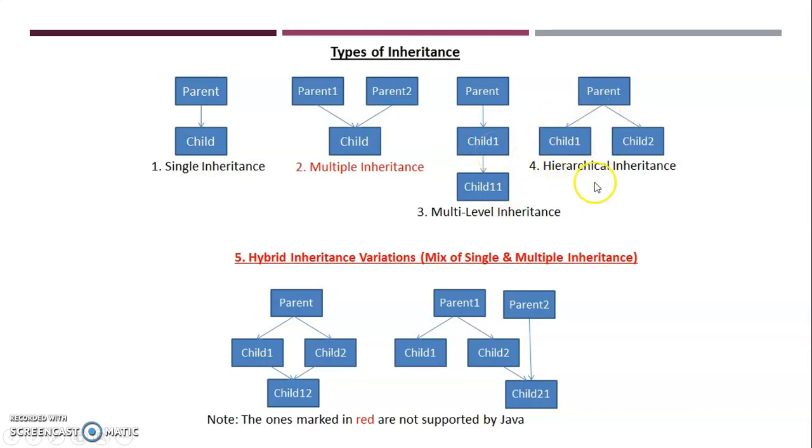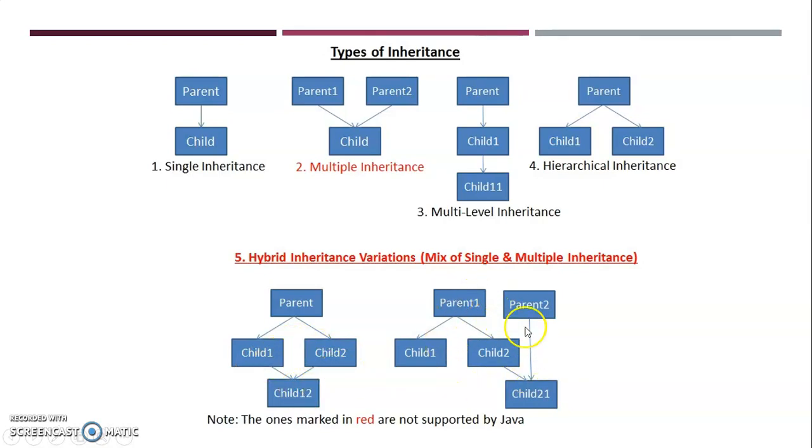Next type is hierarchical inheritance. Here, more than one subclass is derived from a single parent class. For example, here child 1 and child 2 are accessing properties from the parent class. So both are getting the same privilege of accessing the properties of the parent class. And the last type is hybrid inheritance. Actually, it is a mix of single and multiple inheritance. One example is like this: child 1 and child 2 inheriting from the parent class. If you consider parent and child 1, that is obeying single inheritance. Parent and child 2 again single inheritance. Then if you consider child 1, child 2 and child 3, this is obeying multiple inheritance.